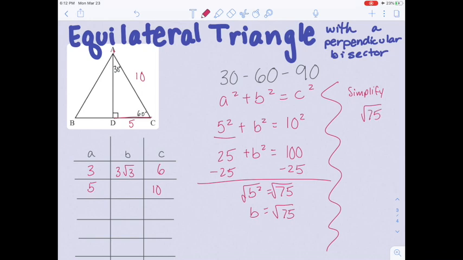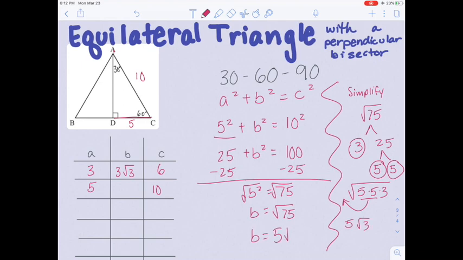What perfect square can you divide out of 75? Good, 25 is a perfect square you can divide out, and you'll be left with 3. So 3 is a prime. 25 gets broken down into 5 and 5. 5 times 3, the pair of 5's leave. You get 5 radical 3. B equals 5 radical 3, and that's what we're going to put in our table, 5 radical 3.